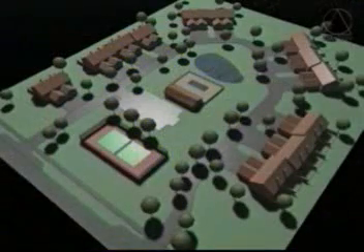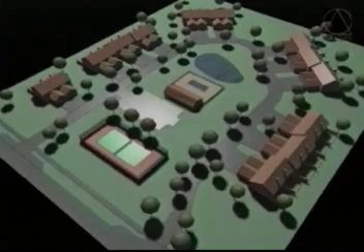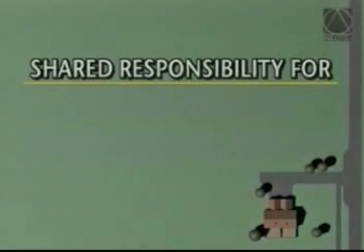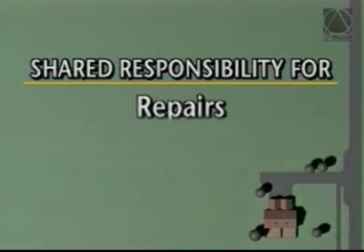Let's take a moment to explain one of the fundamental concepts of community living. The most common form of real estate ownership is that of a single-family dwelling. In this setting, you, the owner, are also custodian of all the elements making up your residence. In a joint ownership scenario, you now have a 50% interest in decisions involving your residence. In addition, you also share the responsibility for such items as repairs, lawn care, and insurance.